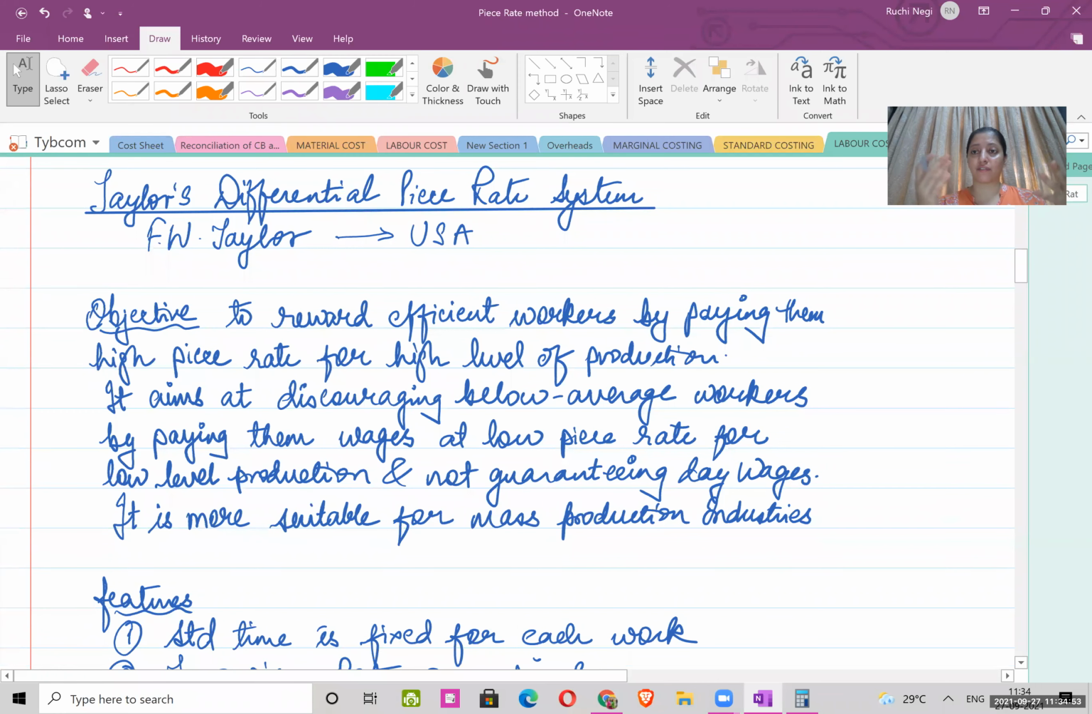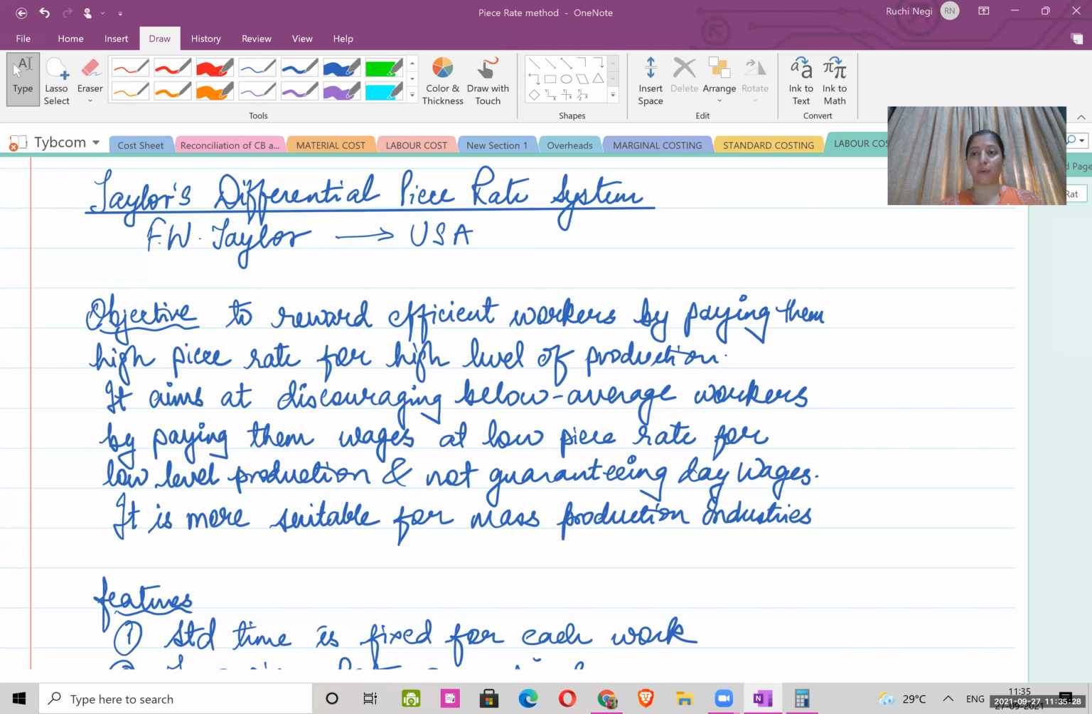Here, the objective: he has given a formula to calculate the total earnings. So the objective behind framing the formula of Taylor is this: to reward efficient workers by paying them a high piece rate for a high level of production, and it aims at discouraging below average workers by paying them wages at a low piece rate for a low level of production and not guaranteeing any day wages for them. It is more suitable for mass production industry.